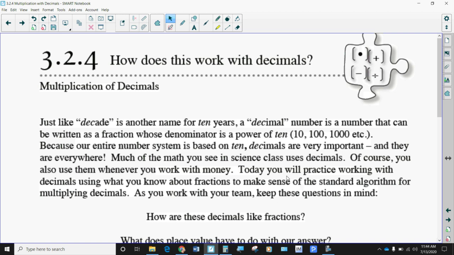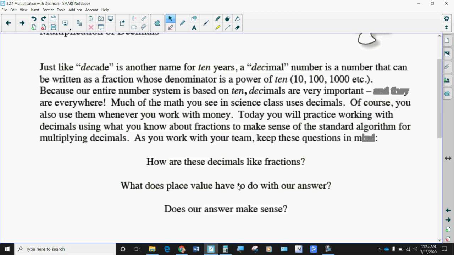Much of the math that you see in science class uses decimals. Of course, you also use them whenever you work with money. Today, you will practice working with decimals using what you know about fractions to make sense of the standard algorithm for multiplying decimals. As you work with your team or as you're working along with me watching this video, keep these questions in mind. How are these decimals like fractions? What does place value have to do with our answer? And does our answer make sense?